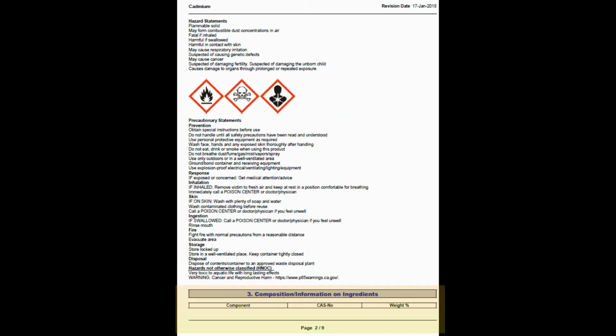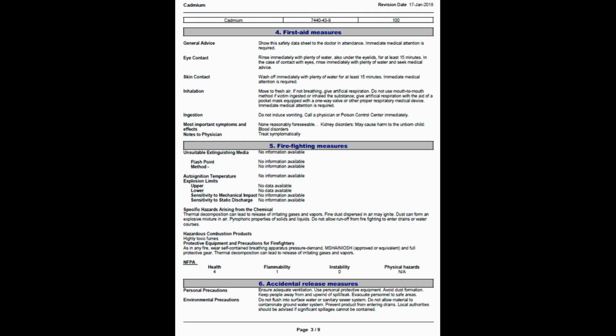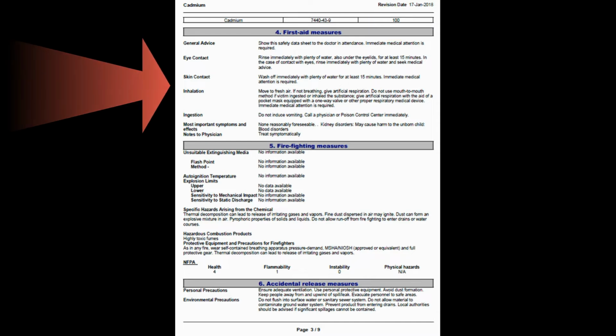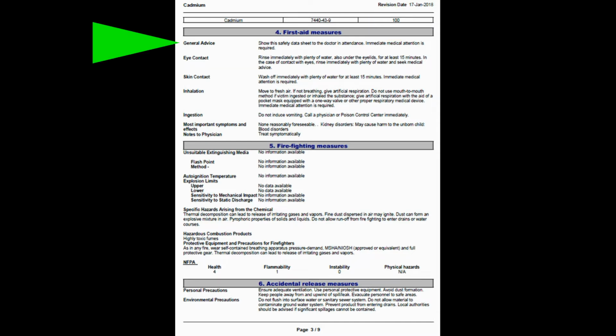Next section is composition and ingredients. And as you can tell, this contains 100% of cadmium. Next section, first aid measures, general advice, eye contact, skin contact, inhalation, ingestion, most important symptoms and effects, and note to physicians.